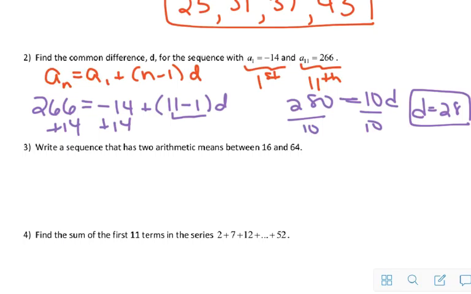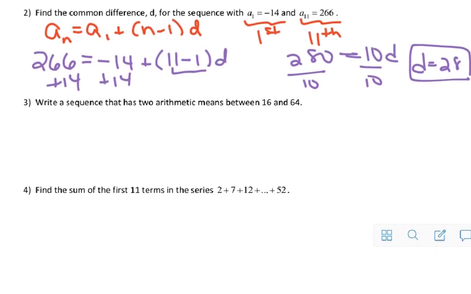The arithmetic means are just the numbers between 2 non-consecutive terms in a sequence. So in number 3, where it says write a sequence that has 2 arithmetic means between 16 and 64, I would start the problem off by writing this. So those 2 blanks in the middle are the 2 numbers I need to find in a minute. Well, in order to find those numbers, it would be really helpful if I knew the common difference. So we're going to use this formula again. And the only thing I don't know is d.